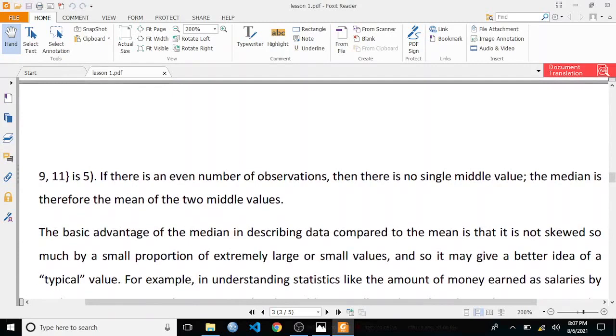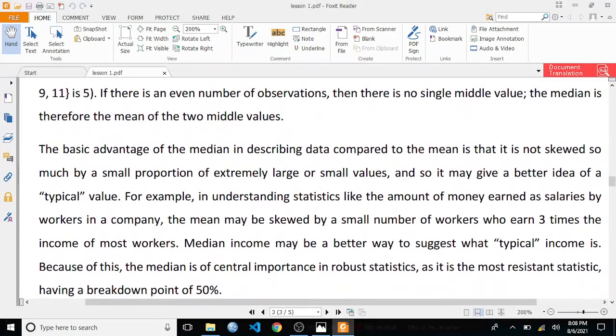However, if there is an even number of observations, then there is no single middle value. The median is therefore the mean of the two middle values. Take the two middle values, add them together, divide by 2, and you have the median. The basic advantage of the median in describing data compared to the mean is that it is not skewed so much by a small proportion of extremely large or small values, and so it may give a better idea of a typical value.